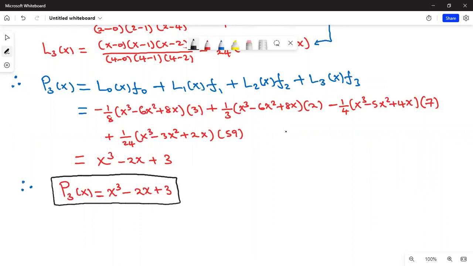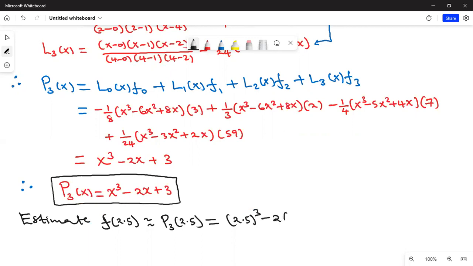Now we want to use it to approximate f of 2.5. So now estimate f of 2.5. This is approximately equal to P3 of 2.5, which is equal to 2.5 cubed minus 2 times 2.5 plus 3. And when you press in your calculator, you need to get 13.625. So that's the approximate value of f of 2.5 from the given table.